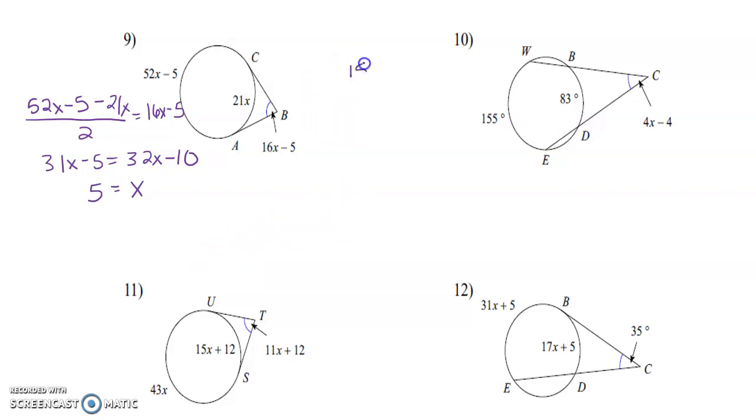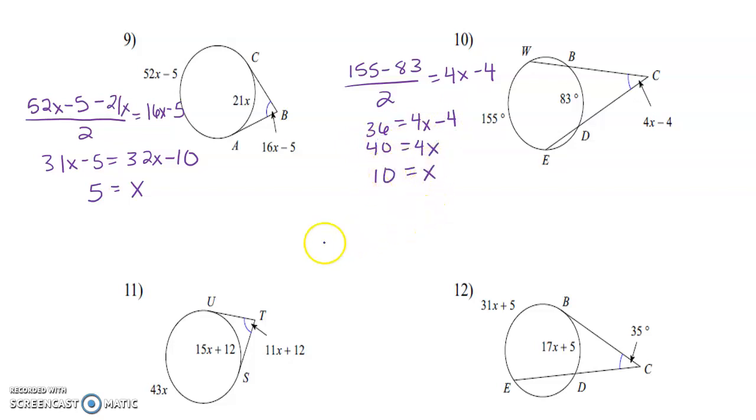Far arc minus near arc divided by 2 equals the angle measure. Now this one's really nice. A lot of times we go ahead and just multiply by 2. But you can actually see there's no variables on the left-hand side. So I can just do my 155 minus my 83 and then divide that value by 2. I get 36 equals 4x minus 4. Add 4 to both sides. Divide by 4. I get my x value equals 10.